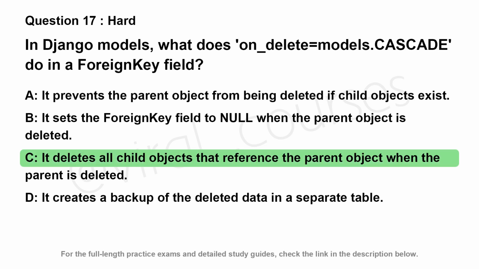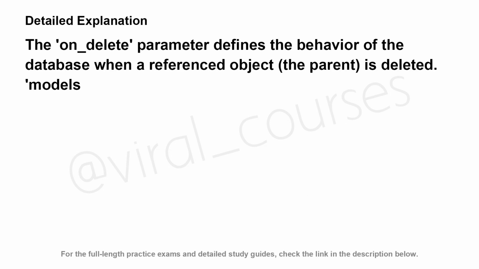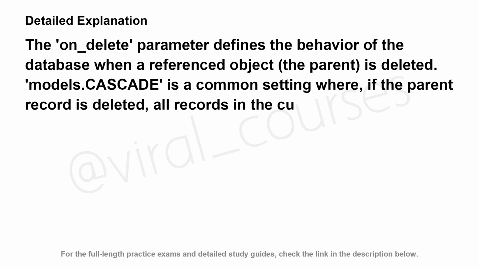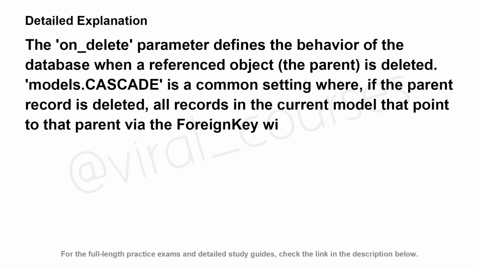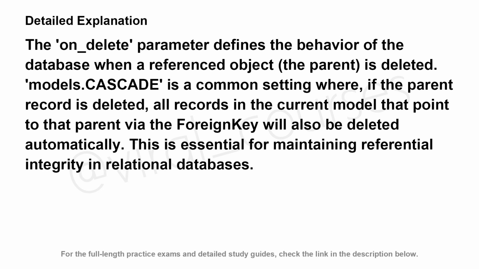The correct answer is C. The on_delete parameter defines the behavior of the database when a referenced object, the parent, is deleted. models.CASCADE is a common setting where, if the parent record is deleted, all records in the current model that point to that parent via the foreign key will also be deleted automatically. This is essential for maintaining referential integrity in relational databases.